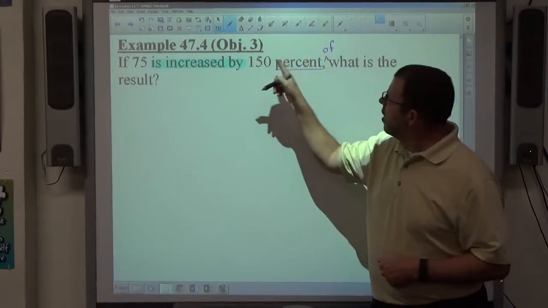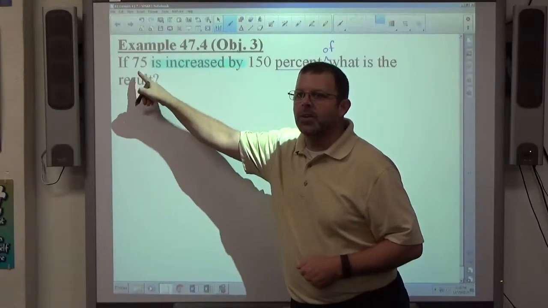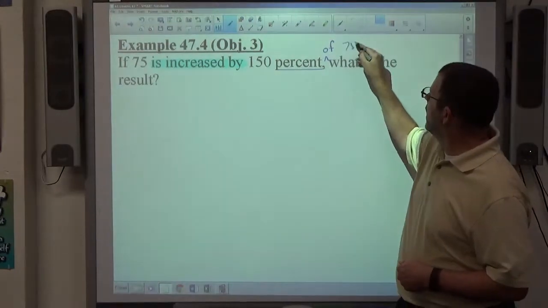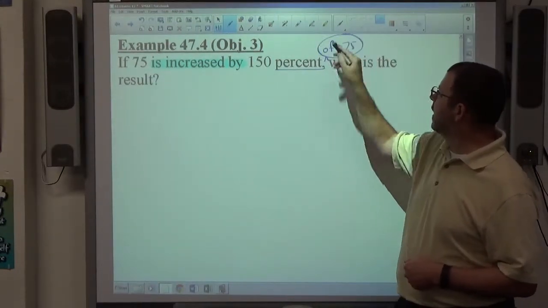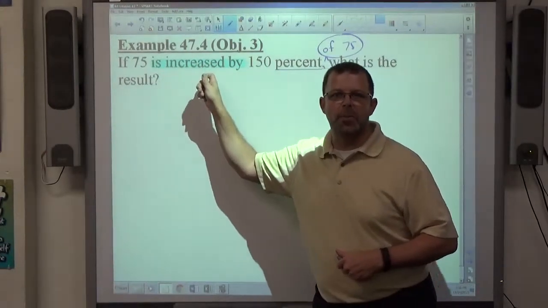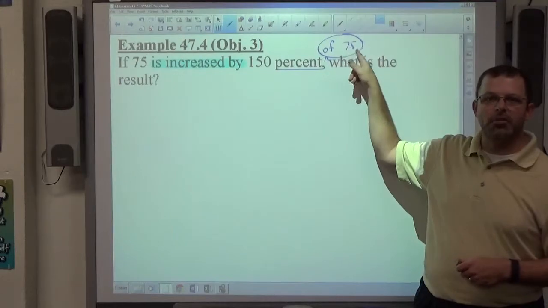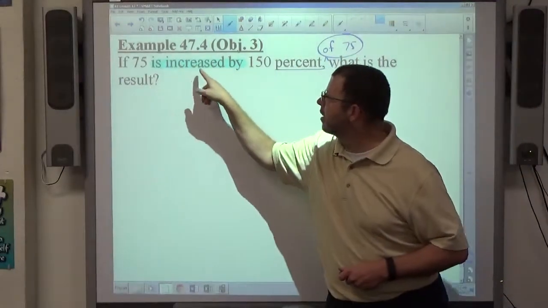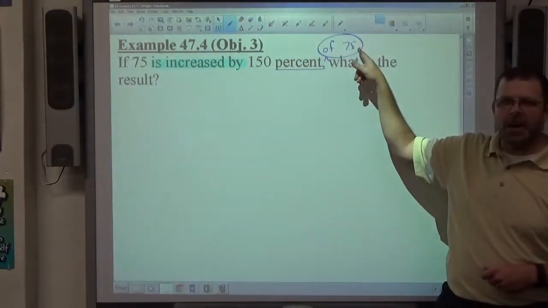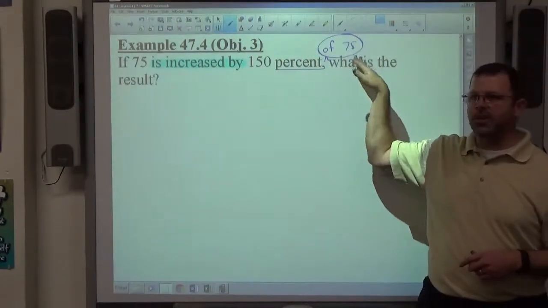So, 150% of whatever number this is implied. So this is an implied of, but anytime you have a number that's being increased or decreased by a percent, it's being increased or decreased by a percent of itself. So 75 is being increased by a percent of 75. If this was 22, this will be 22. So whatever that number is, it's the same over here.